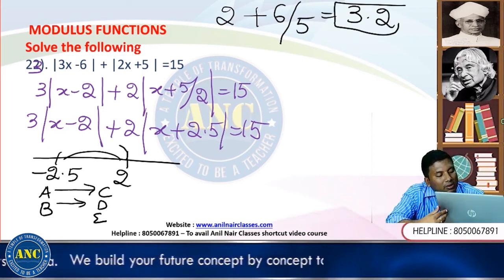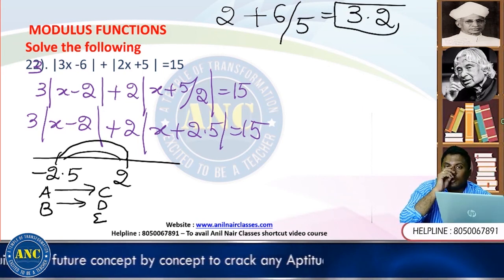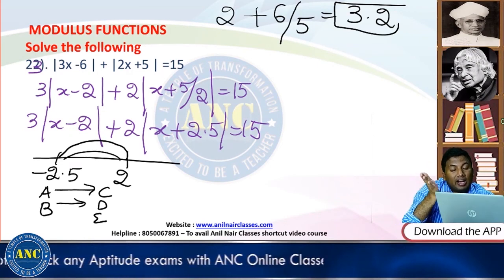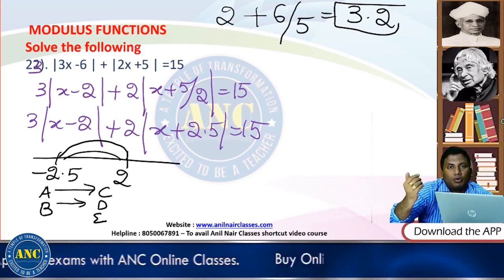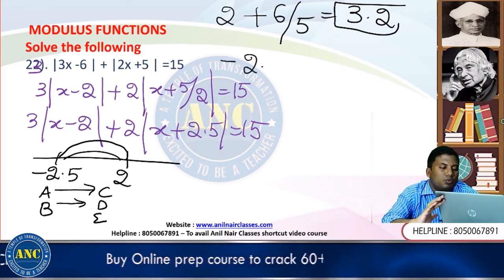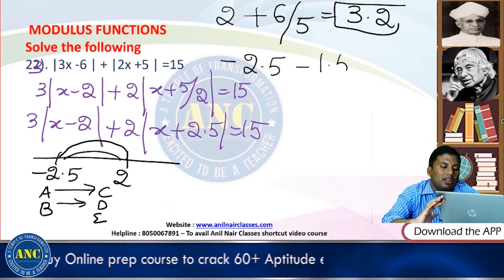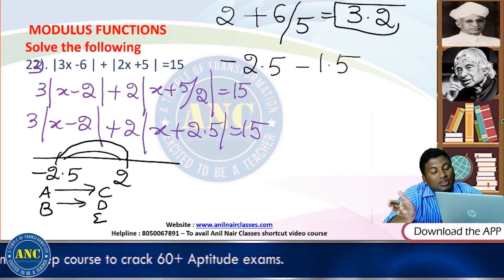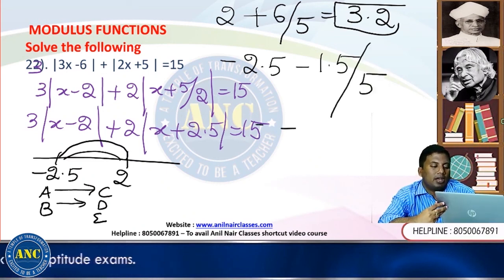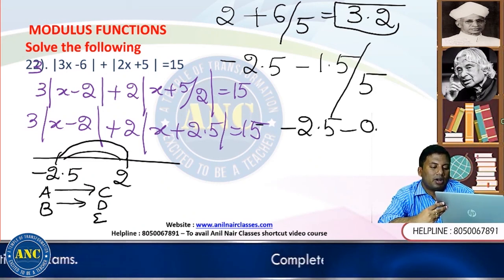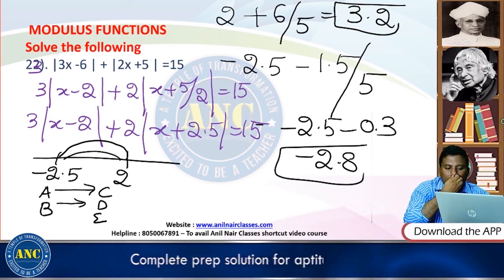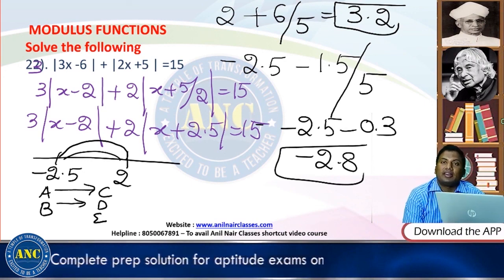Next, these people will go here. 2 to minus 2.5 is 4.5. C travels 4.5. D travels 4.5. E travels 4.5. Total 13.5 is covered from minus 2.5. Another 1.5 needs to be traveled, which is to the left of minus 2.5, by 5 people. Minus 2.5 minus 0.3, which is minus 2.8. Minus 2.8. I hope it is clear, right?